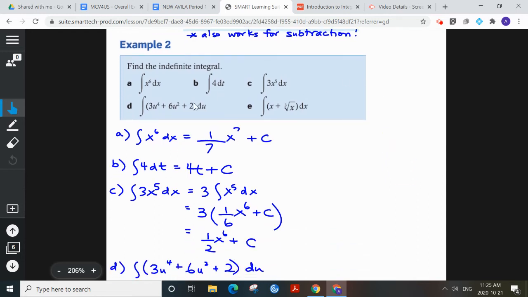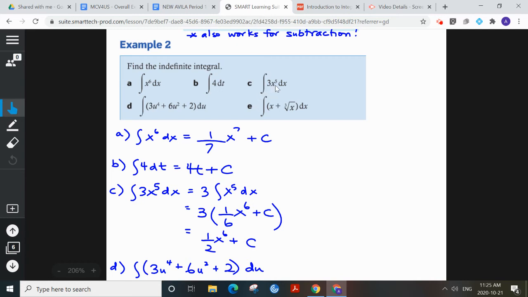So we'll look through a few of these examples. If I want to end up with x to the 6 as my derivative, I need to start with x to the 7 times 1 over 7 plus c. If I wanted to end up with just 4, I need to start with 4 times my variable plus c, and in this case, because they said dt, I know my variable must be t.